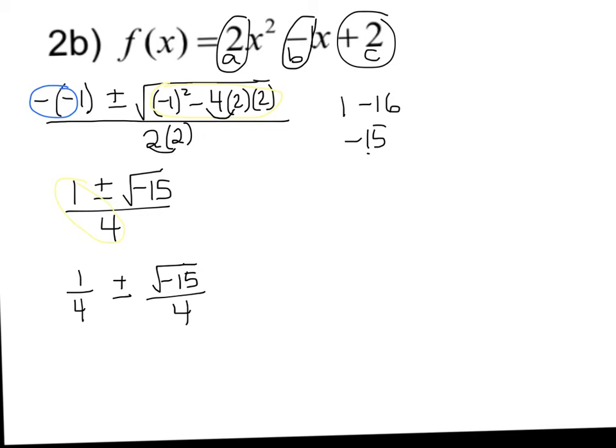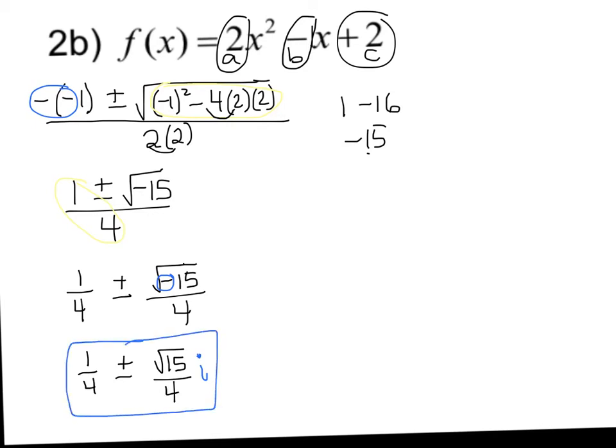I can't do anything to this 1 over 4 in front, but the square root of negative 15, can I factor tree 15? No, I can't reduce that square root sign, but I can pull that negative sign out and make it an i. So the square root of 15 will stay the square root of 15. We can't reduce anything with the 4, and that negative sign will become an i, and we put the i at the very end. So that's the final answer here.